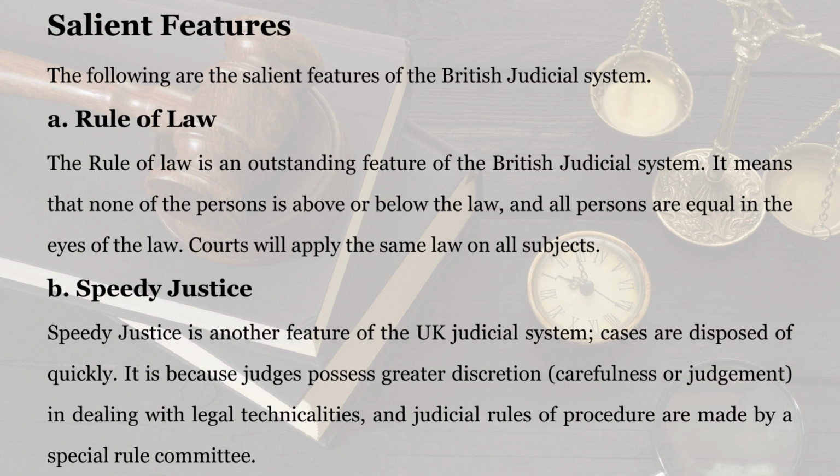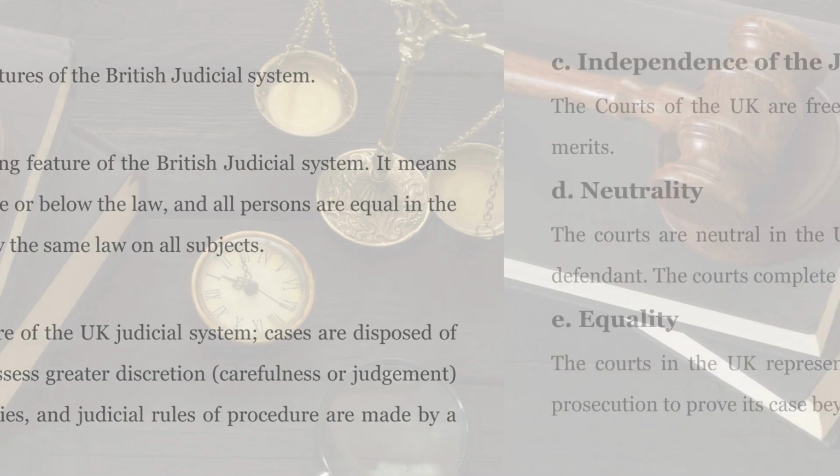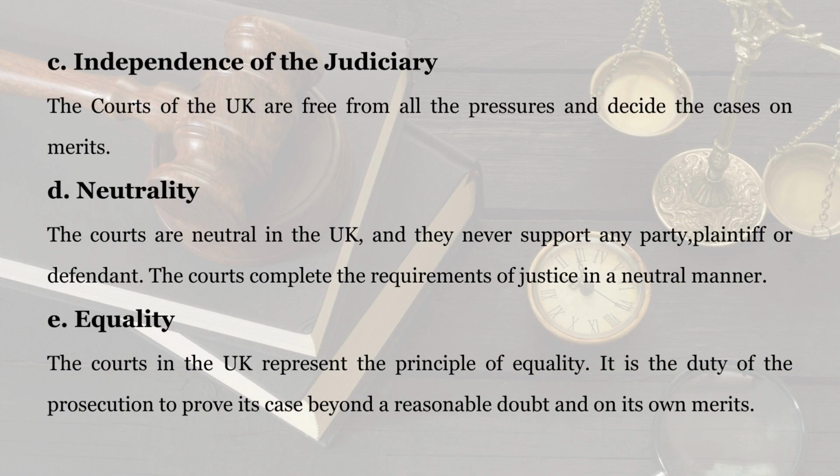B. Speedy justice. Speedy justice is another feature of the UK judicial system. Cases are disposed of quickly. It is because judges possess greater discretion, carefulness or judgment, in dealing with legal technicalities, and judicial rules of procedure are made by a special rule committee. C. Independence of the judiciary. The courts of the UK are free from all the pressures and decide the cases on merits.